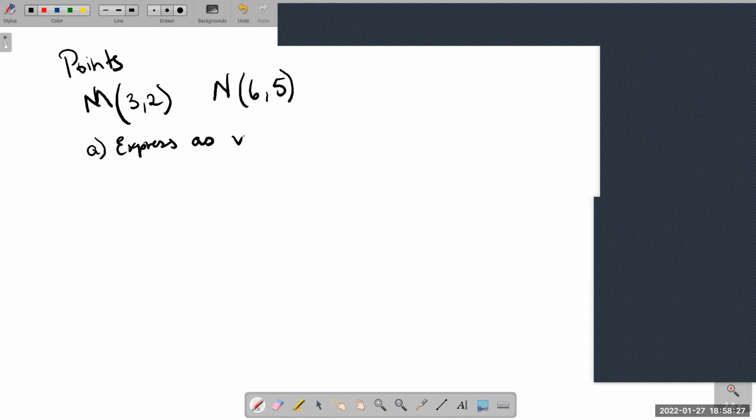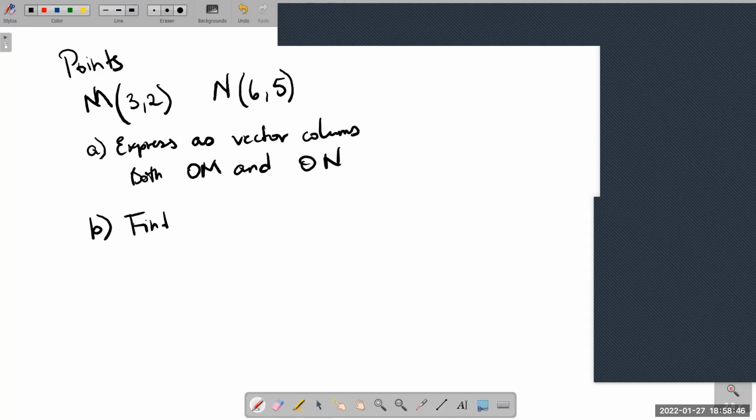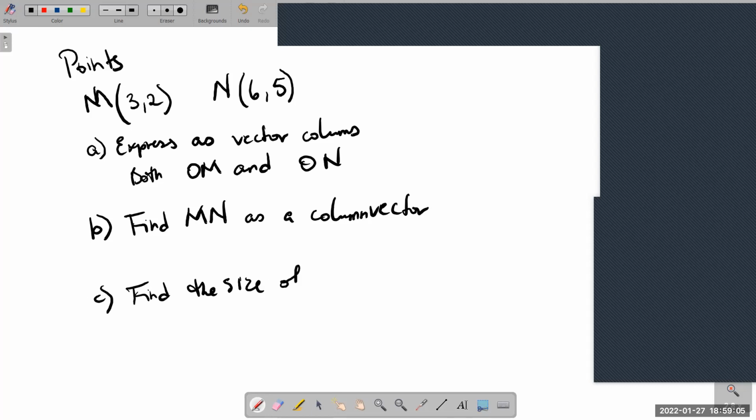So the first question: A, express both OM and ON as column vectors. B, find MN as a column vector as well. And the last one, C, find the size of MN.